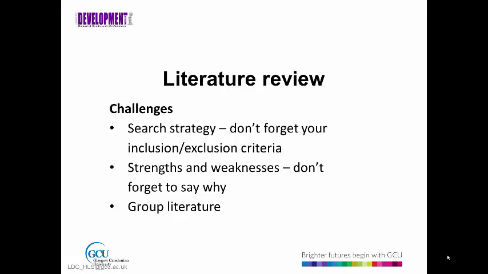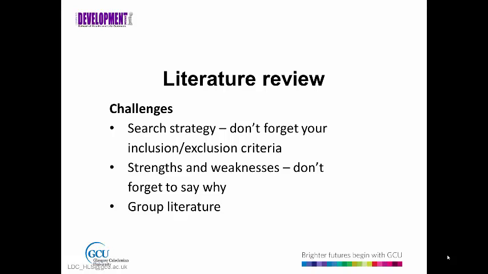And again, if you need to, you can back yourself up with some other references. So they're the main challenges. So getting your search strategy so that you can explain why you've made the decisions that you have, and putting in the strengths and the weaknesses and explaining why they're strengths and weaknesses.